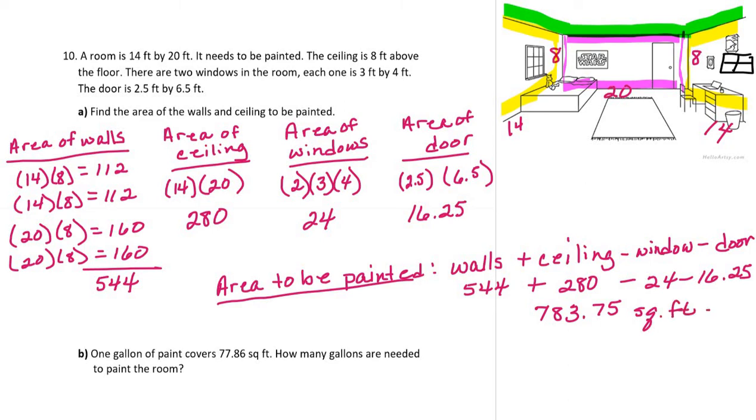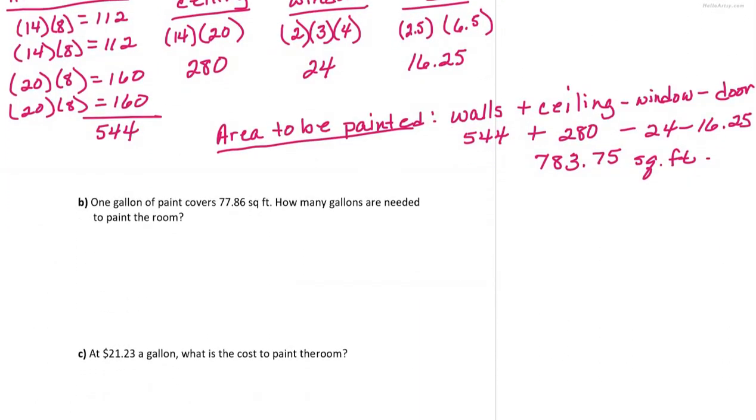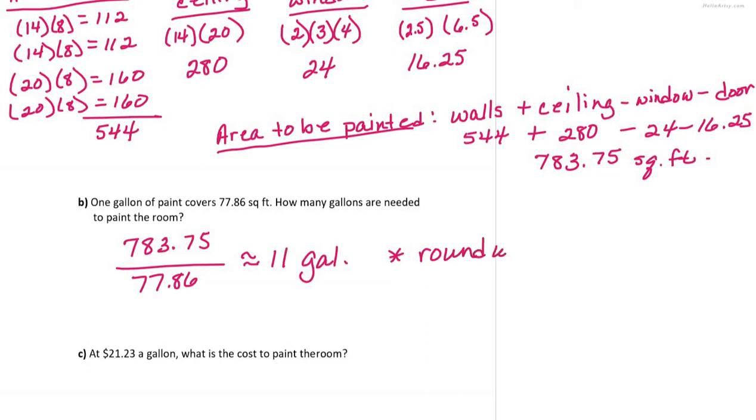Okay, the next part of the problem says 1 gallon of paint covers 77.86 square feet. How many gallons are needed to paint one room? Well, I know the total area that needs to be painted, 783.75. And I'm going to take that number and divide it by 77.86. So that's going to give me approximately 11 gallons. And again, we always need to be sure that we're rounding up here, not to the nearest gallon, but you're always rounding up to the next whole gallon.